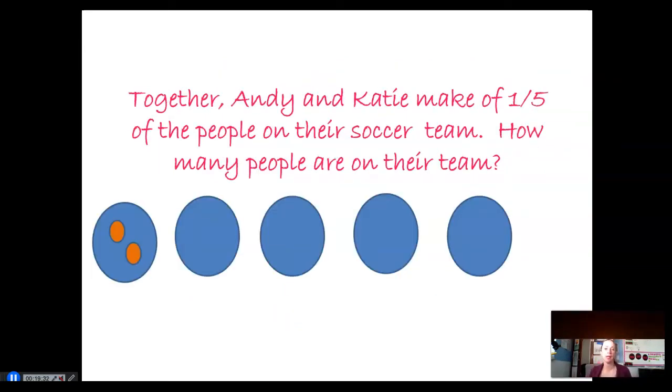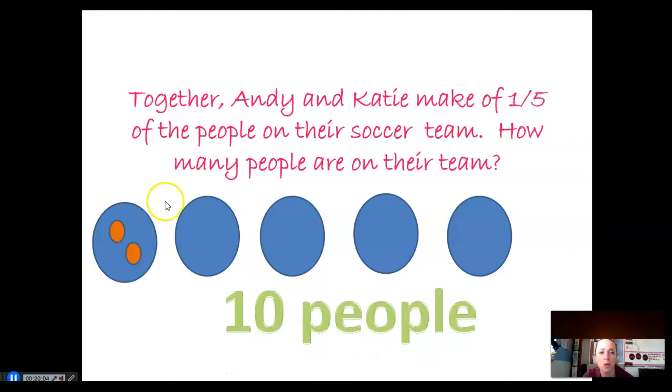Together, Andy and Katie make up 1/5 of the people on their soccer team. How many people are on their team? Well, this one, they gave you a picture. That's nice. So here's 2 people. In fractions, everything has to be equal. If there's 2 here, how many have to be here? 2, right? And here? 2. And here? 2. So how many people are on their soccer team? Count those up, press pause, and when you're ready, go ahead and press play. Your answer there is 10. 2, 4, 6, 8, 10.